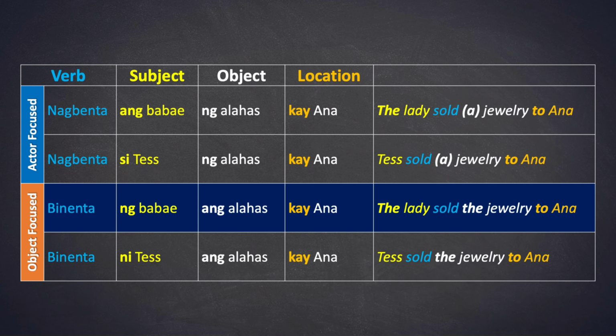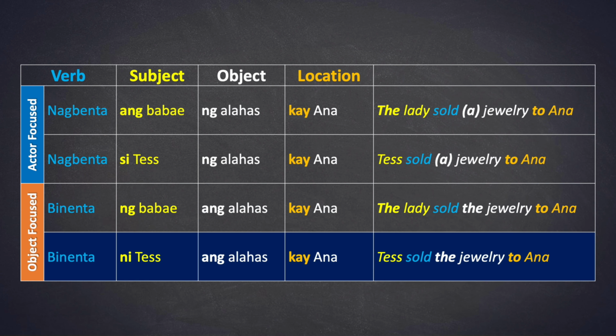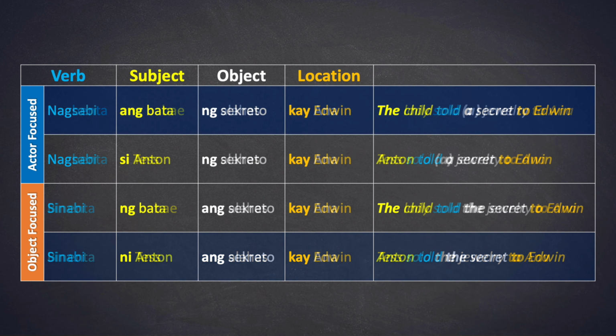Binenta ng babae ang alahas kay Anna. The lady sold the jewelry to Anna. Binenta ni Tess ang alahas kay Anna. Tess sold the jewelry to Anna.